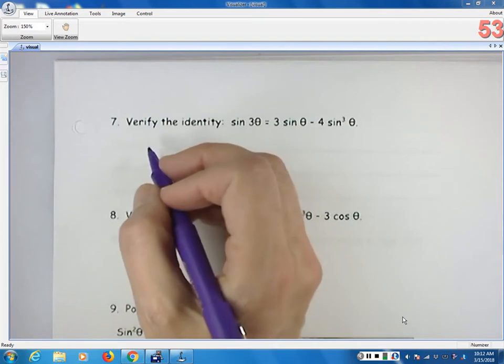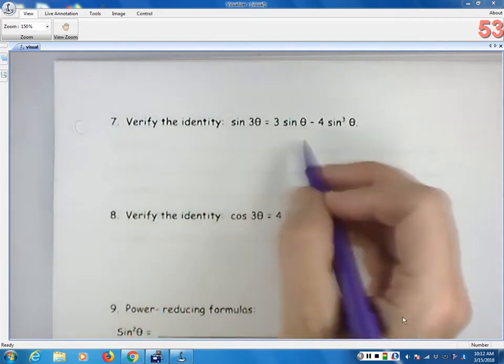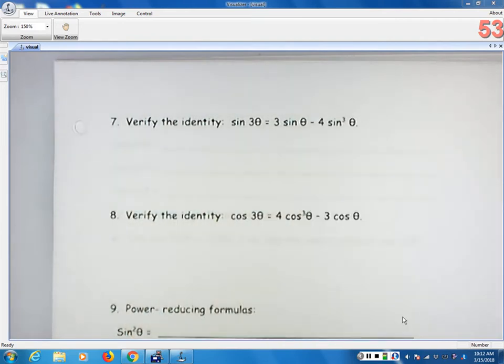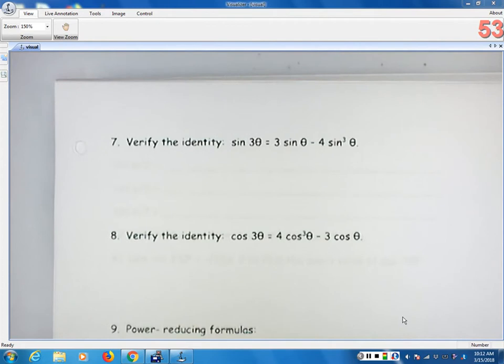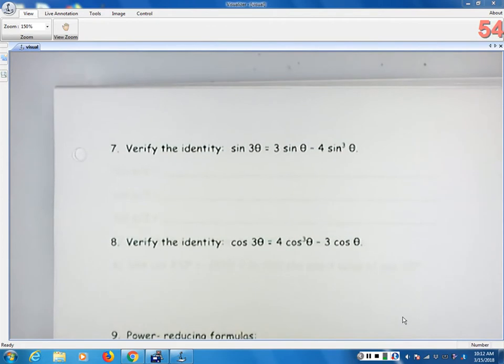But okay, so we're going to verify this identity here. This is a little bit long. Looking at the filled in notes, it looks like it's more than 8 minutes. Look at the filled in notes.